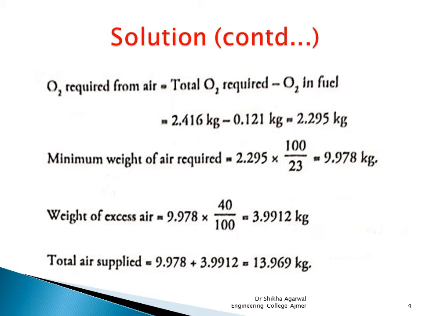So to find out the total air supplied, you add the minimum weight of air supplied and the excess air. So when you add the two, you get 13.969 kg. You can get the answer directly by multiplying the minimum weight of air supplied, that is 9.978 into 140 by 100, because 40% excess air is supplied. So if you multiply 9.978 into 140 by 100, you get the answer directly as 13.969. So this I have left for you to try. You will get the same answer.